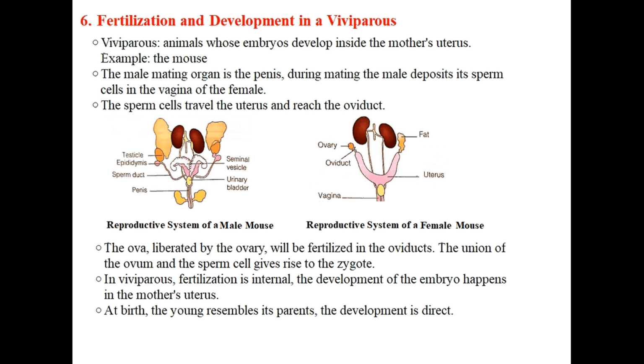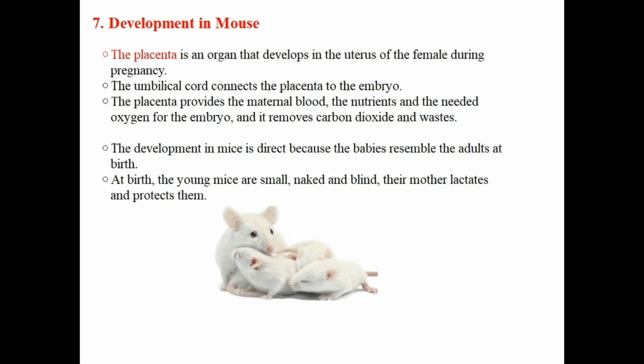In viviparous, fertilization is internal because it happens inside of the body of the female. The development of the embryo happens in the mother's uterus. At birth, the young resembles its parents. The development is direct. Development in mouse.